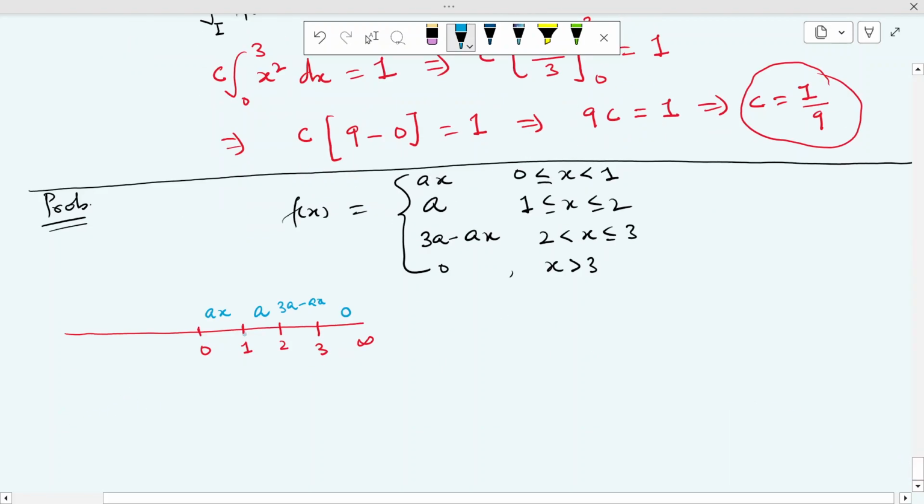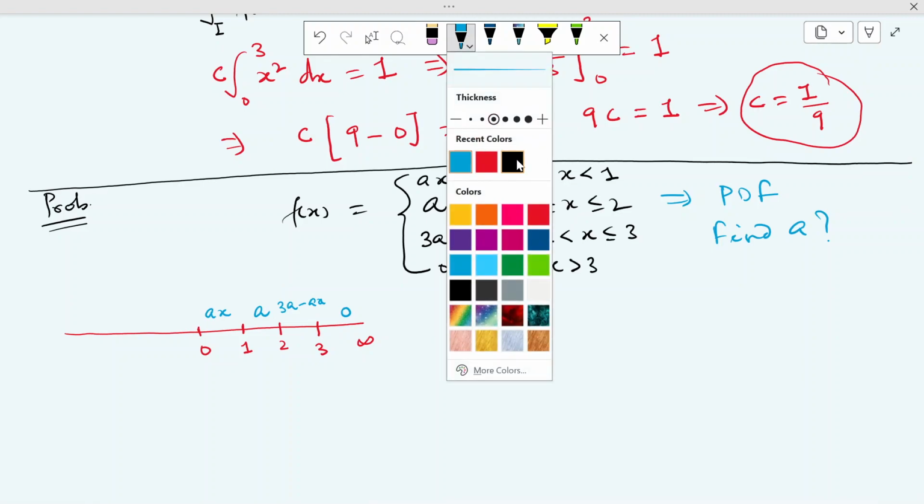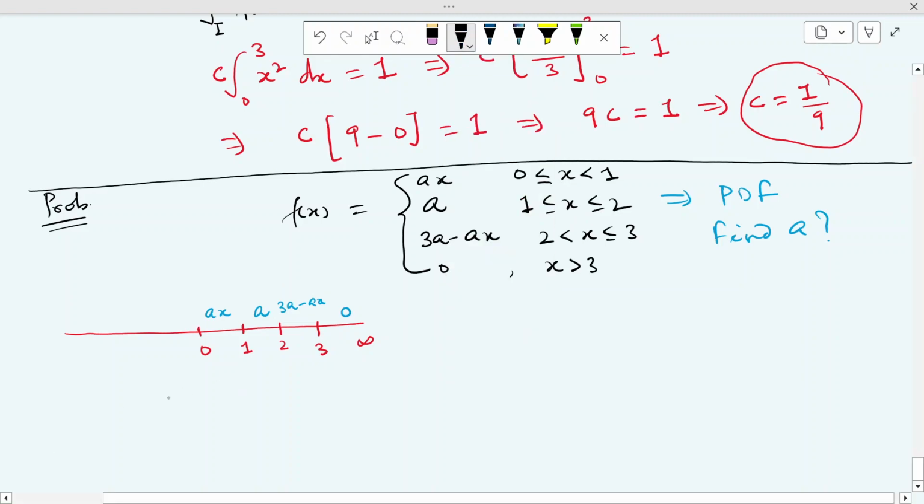Because it is given that this is a PDF and we have to find the value of a, we again use property number 2. So it is given that it is a PDF, and because it is defined from 0 to infinity, if I integrate this f(x) from 0 to infinity, this integral should produce 1.